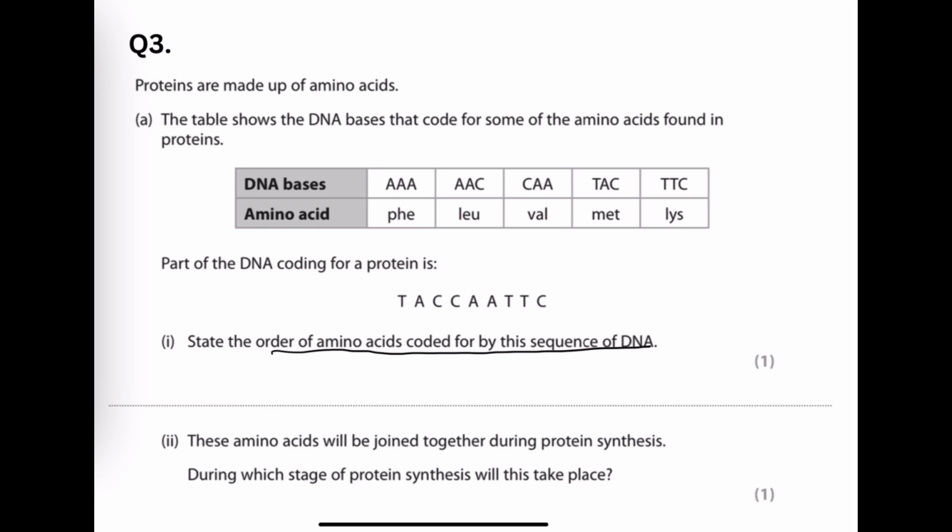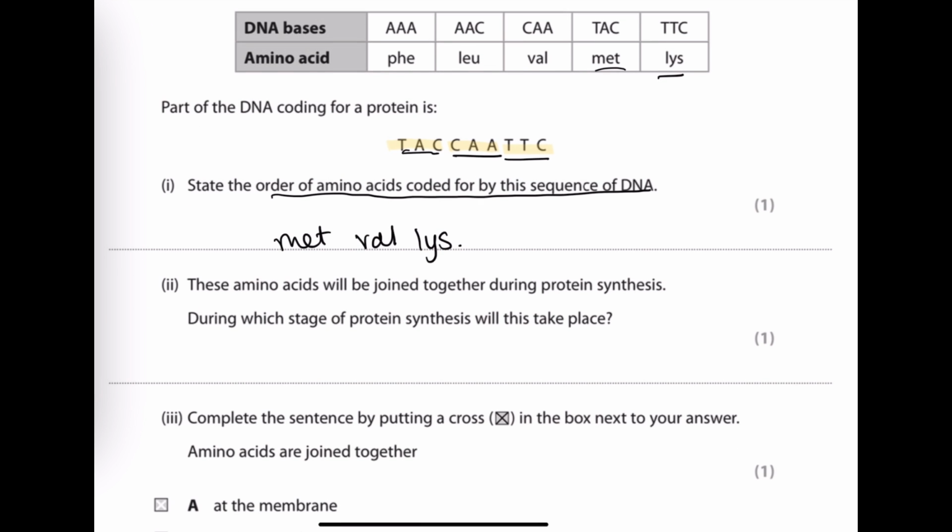If we go, we can see that TAC, CAA, TTC. So we know that there's 3 amino acids. We just need to match these to the box. We see TAC, the first one is met. Then we see CAA, the next one is val. We see TTC, which the last one is this. That's just how you do it.